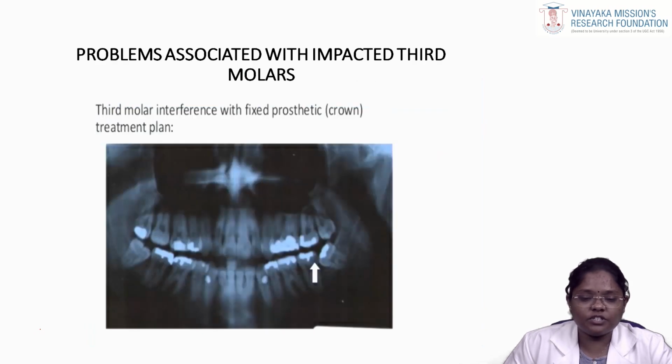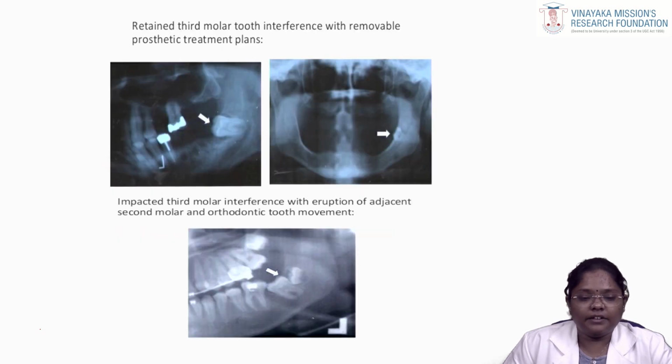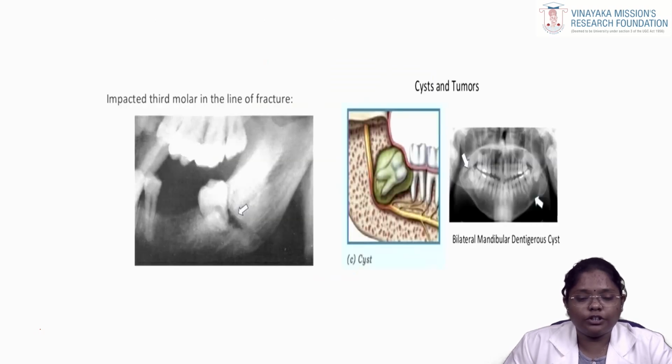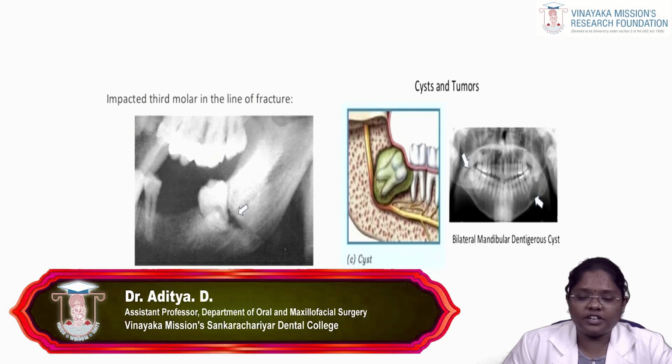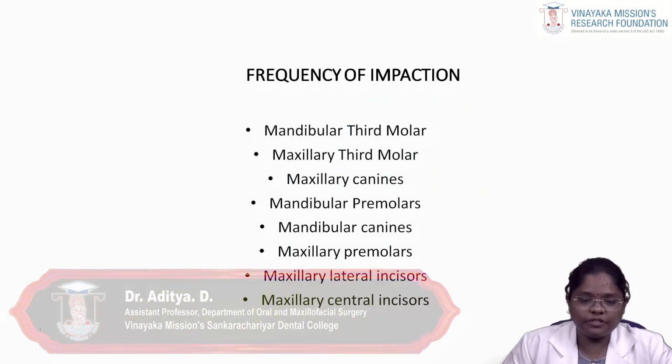So, problems associated with impacted third molars: it usually interferes with prosthetic treatment plan, and retained third molars interfere with removable prosthetic treatment plans. Impacted third molars interfere with eruption of the adjacent second molar and hinder orthodontic tooth movement. Impacted third molars in the line of fracture interfere with fracture reduction and plating. It can be associated with cysts and tumors sometimes.